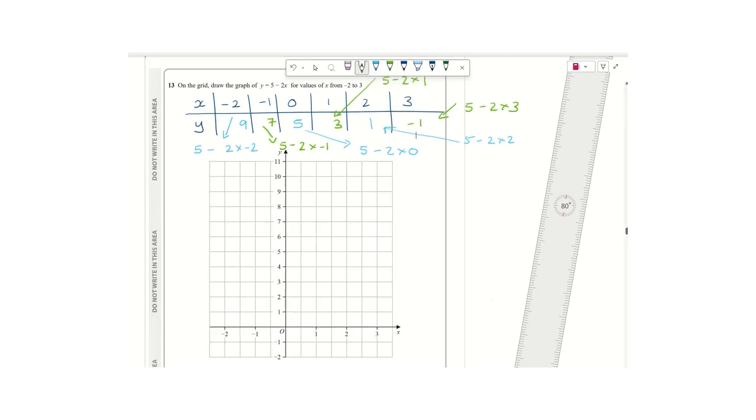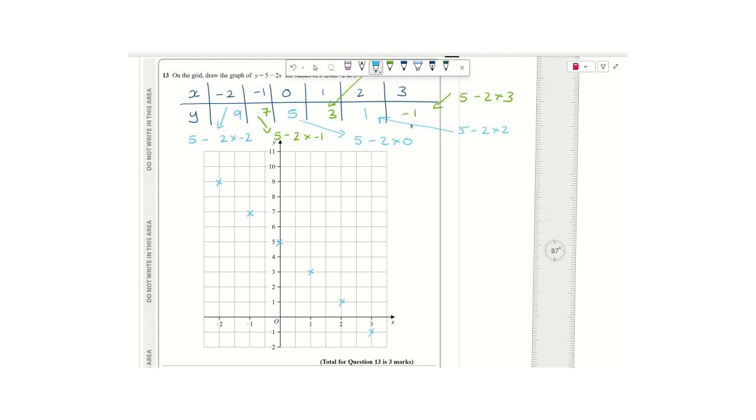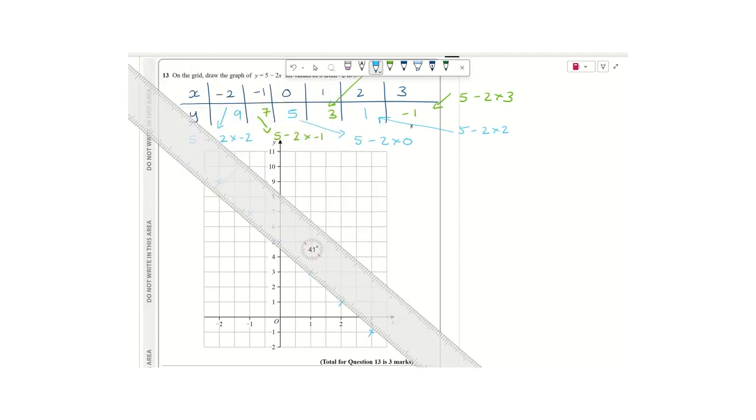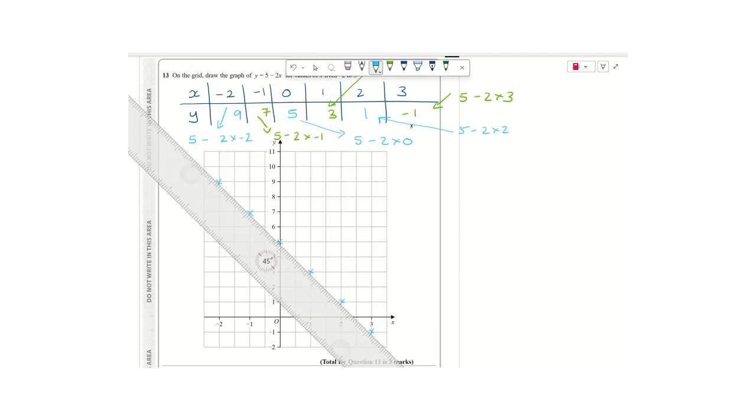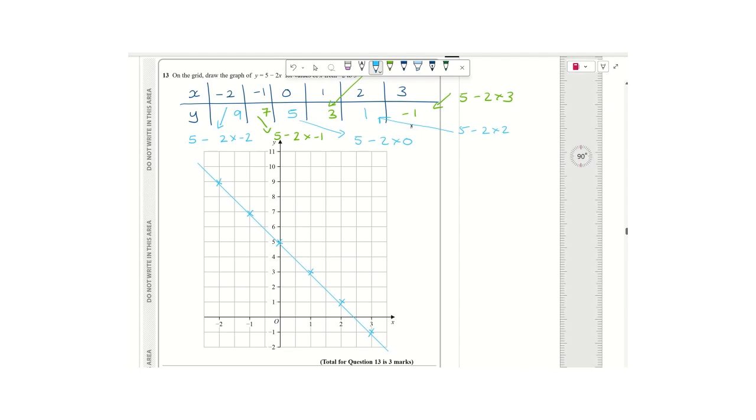So if I then plot these points, when x is -2, y is 9. When x is -1, y is 7. Those are disappearing for some reason, so let's try that again. -2, 9, -1, 7, 0, 5, 1, 3, 2, 1, and 3, -1. You will obviously do those with a pencil in case you make a mistake, and then you'll use your ruler to join them up and try and make sure they go through your points rather than near your points like mine have.